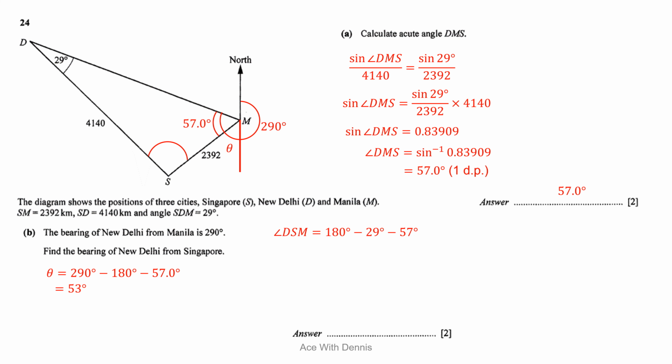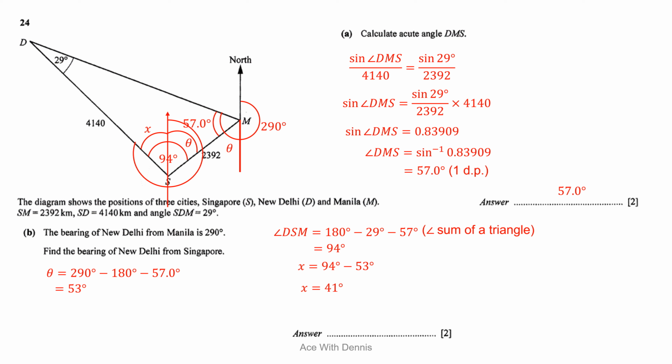Next, let's find this angle DSM. So angle DSM equals 180 degrees minus 29 degrees minus 57 degrees because of the angle sum of a triangle equals 180 degrees. Hence, angle DSM is 94 degrees. So now we draw a North line at the point S, and this angle will be theta because of alternate angles. Now I want to find this angle. Let's label this angle as x. So angle x will be 94 degrees minus theta, which is 53 degrees. So x will be 41 degrees.